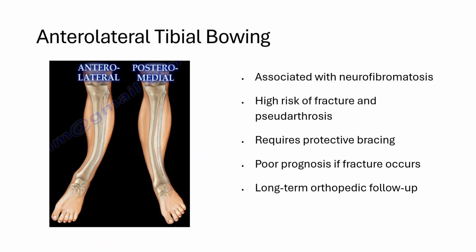The high risk of fracture and pseudarthrosis development creates the most concerning aspect of this condition. Unlike posteromedial bowing that improves spontaneously, anterolateral bowing often progresses to fracture through the apex of the deformity, followed by failure of normal bone healing that creates a persistent non-union. This explains why protective bracing becomes essential from early infancy, even before fracture occurs.